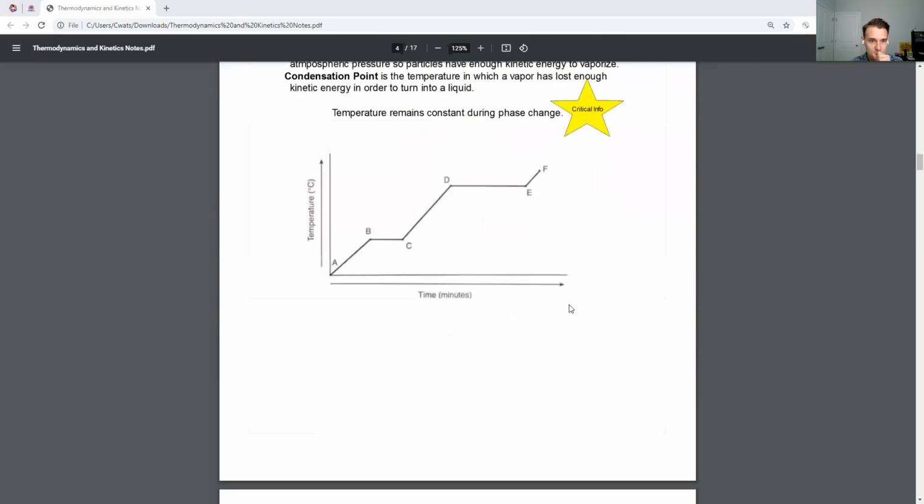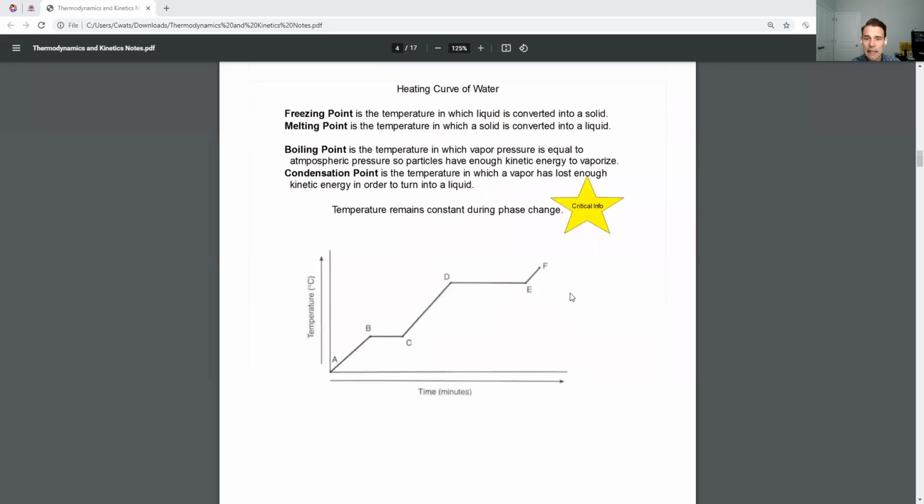So, we can look at a heating curve. It just shows what happens over time to the temperature of your substance. So we know the freezing point is the temperature at which liquid is converted into a solid. The melting point is the temperature at which a solid is converted into a liquid. Again, these happen at the same temperature, which for water is 0 degrees Celsius.